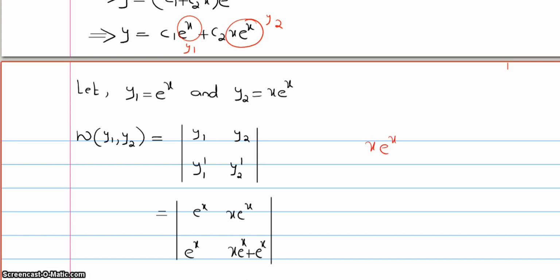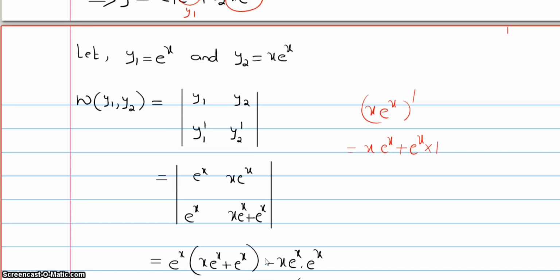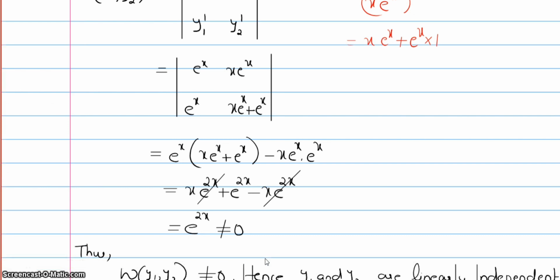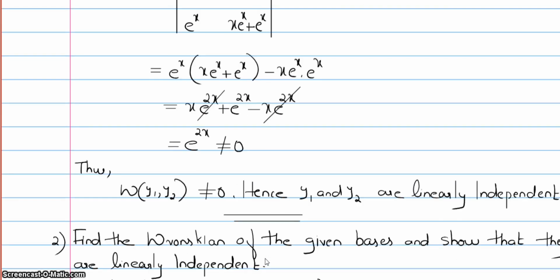we will find using the product rule: first function times the derivative of the second function plus second function times the derivative of the first function. So x e raised to x plus e raised to x. Now using determinant expansion and cancelling the similar terms, we will get the value e raised to x, which is a non-zero value. Hence the Wronskian of the solutions is non-zero. Hence we can say that the solutions y1 and y2 are linearly independent.